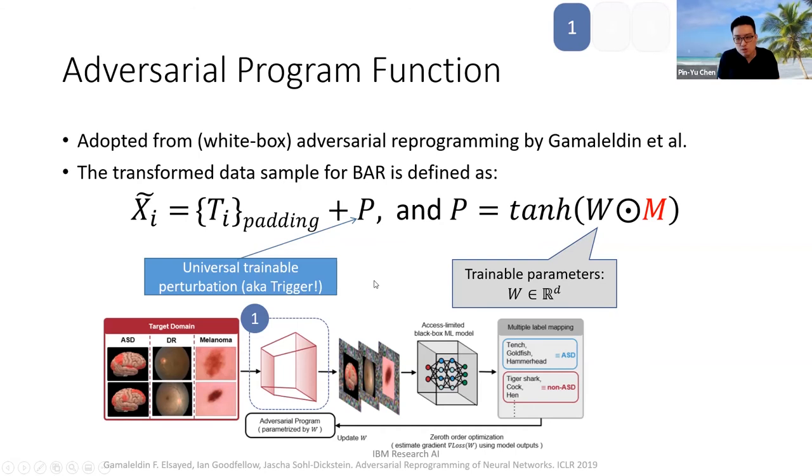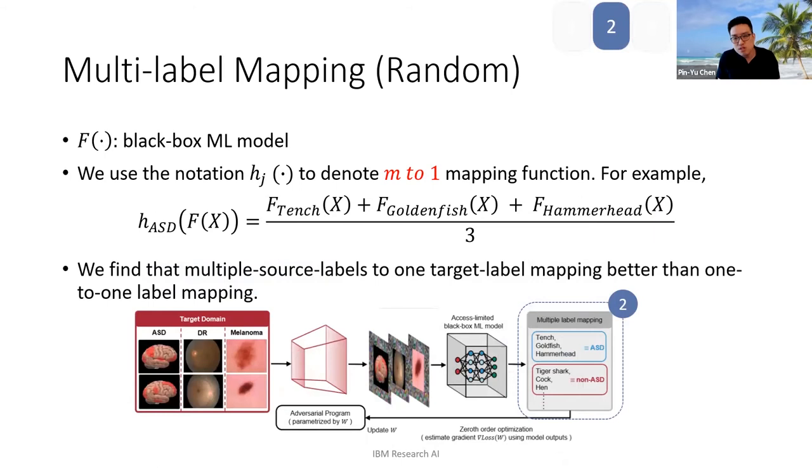When you do this backpropagation, because this is a black box model, you can use techniques very similar to black box attacks, like zeroth order optimization techniques, which use function values and finite differences to update those input transformation parameters to learn how to solve the target task. For the outputs, you can also do this multi-label mapping. Whatever the confidence scores are for tench, goldfish, and hammerhead, I'm going to average them and make them the confidence of my target label, in this case, autism spectrum disorder. That's how you can reprogram a black box function: by adding input transformation and assigned label mapping to let the source model be reprogrammed to learn a new job.